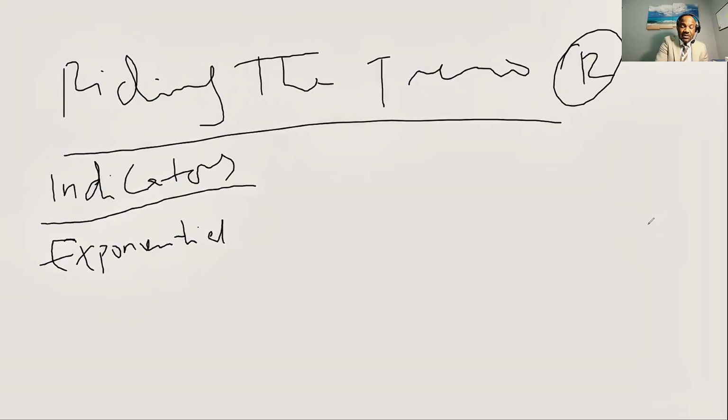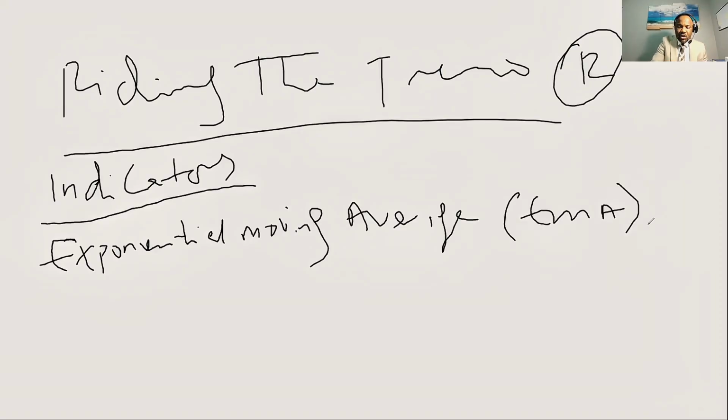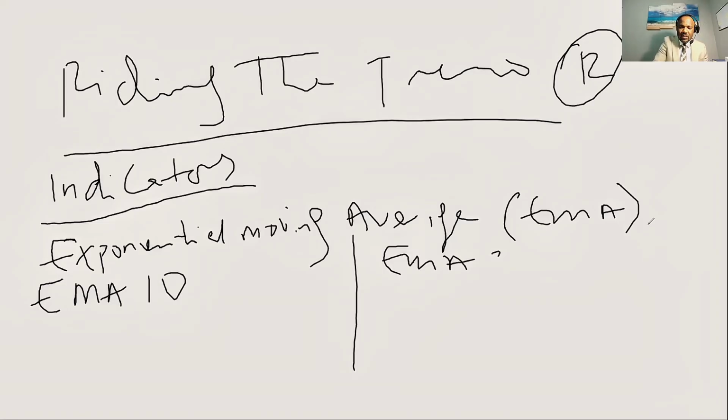That's the EMA. Those are the two moving averages I just dealt with now. Exponential moving average. That means setting two moving averages to 10. Exponential moving average, that's EMA. So we use EMA 10, and then we use EMA 20. Exponential moving average 10 and exponential moving average 20.